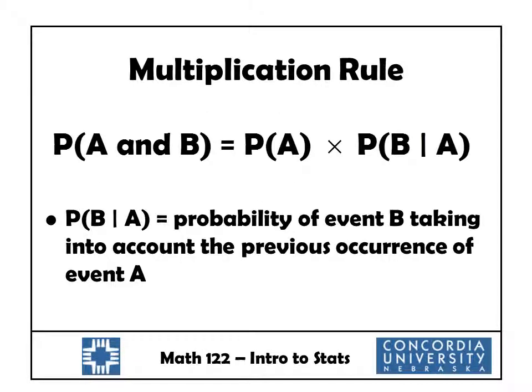Similar is the multiplication rule. You use this to calculate the probability that one event and a second event occur at the same time. So it's equal to the probability of A times the probability of B given A. That's called a conditional probability. And that probability of B given A is the probability of event B taking into account the previous occurrence of event A. So if you see AND inside your probability, you simply multiply, but you have to make sure that when you calculate that second probability, you take into account the occurrence of the first event.